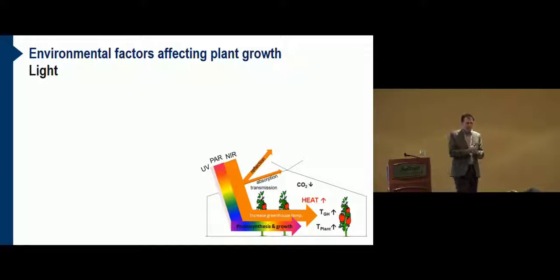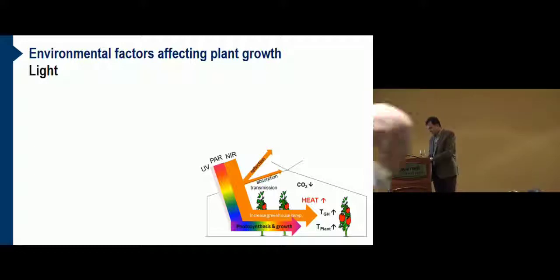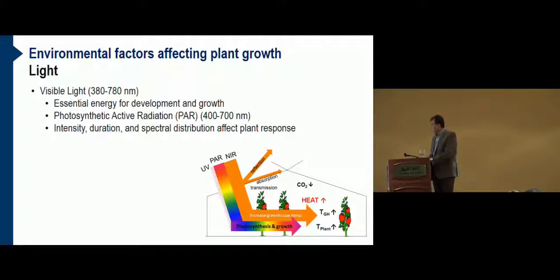Light is one of the most important and fundamental key variables that affects plant growth and the production yield and quality. When you look at the global radiation penetrating into the greenhouse environment, you can see that we can divide that into three main components. And these are the ultraviolet radiation, the photosynthetic active radiation, and the radiation that comes in the near infrared wavelengths.